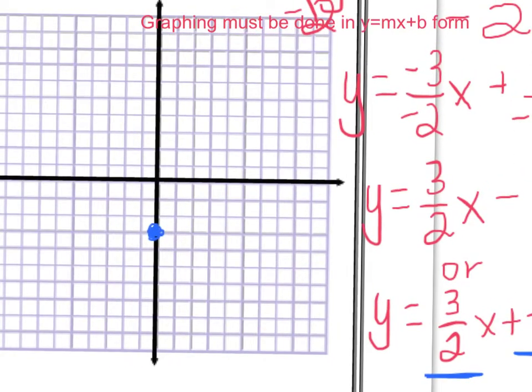And my slope is 3 over 2. So from that point, I'm going to go up 3 over 2, up 3 over 2, up 3 over 2, and connect with arrows at each end.